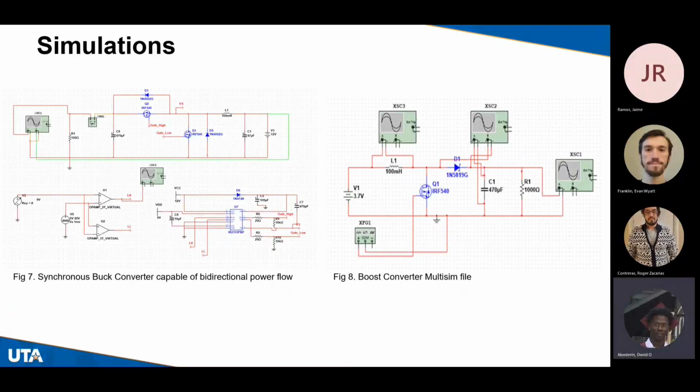Over the simulations, we have the synchronous buck converter, which is capable of bidirectional power flow, as mentioned previously, and also the boost converter, which would step up the power flow from the solar panel towards the rest of the circuit.